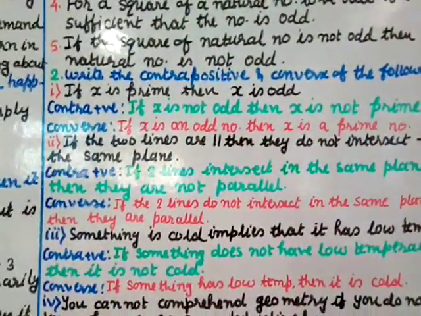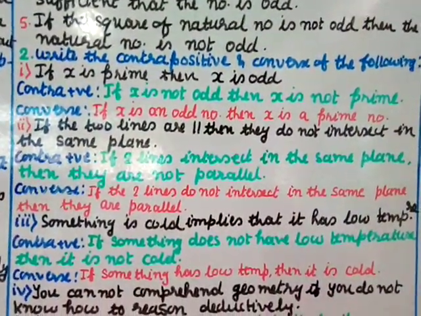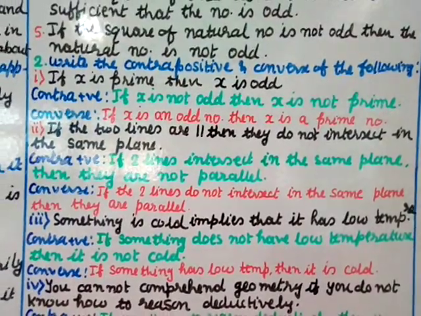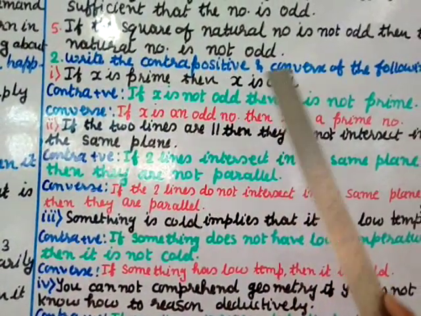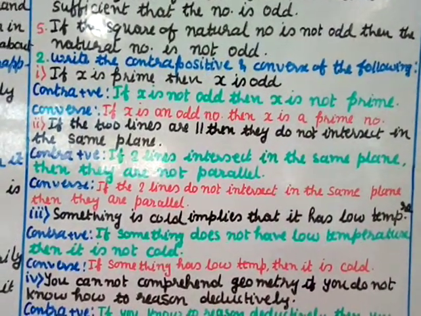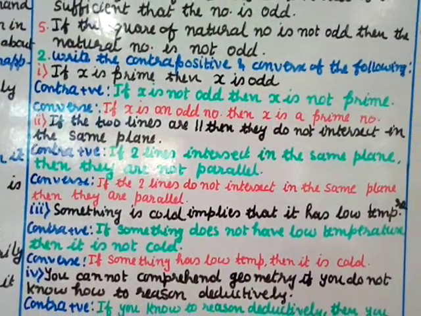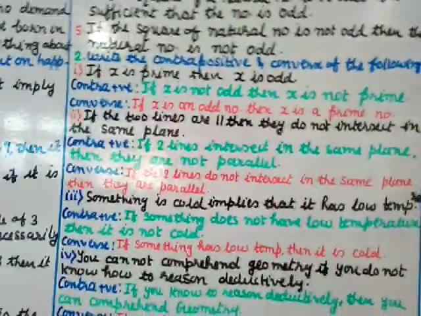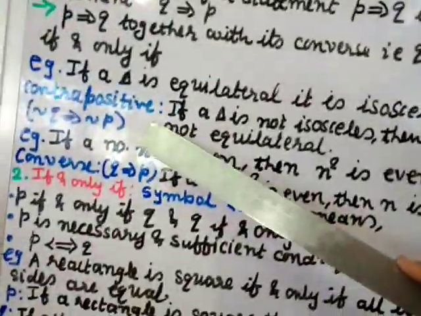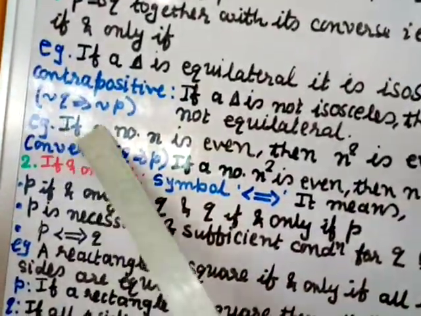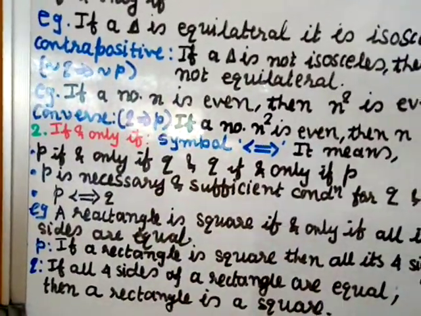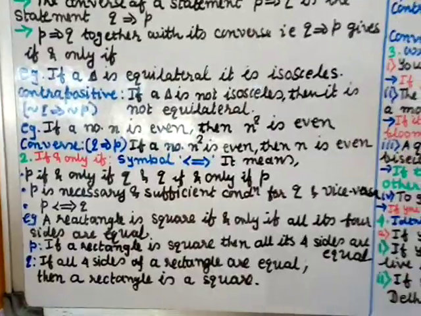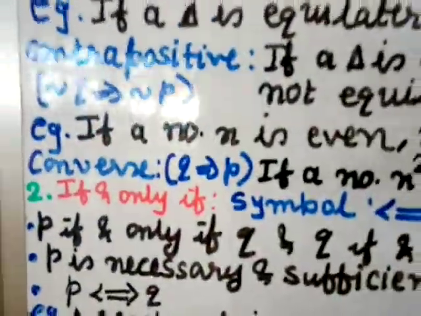Question number 2. Write the contrapositive and converse of the following. Roman number 1. If x is prime, then x is odd. So this is given to you as a statement. You have to write the contrapositive and the converse of it. Now remember, the definition: contrapositive is not Q implies not P, right? And converse will be Q implies P. So you should know what is P and what is Q. So that is the definition I gave you before.